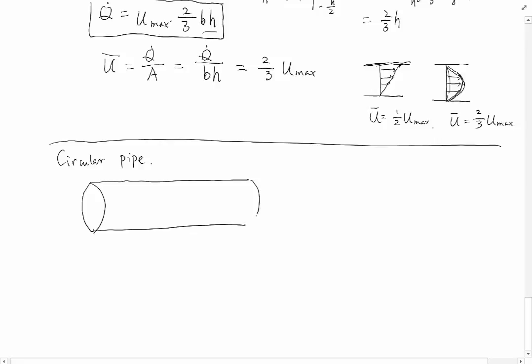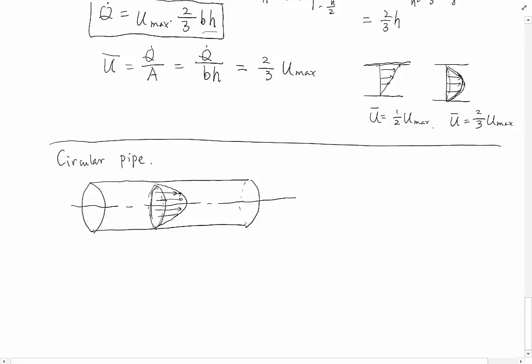For a circular pipe, if you imagine the velocity profile inside and we draw the symmetric line here, it's also going to be parabolic. We will derive that later in this class. It almost looks like a bullet. This looks like a 3D view.